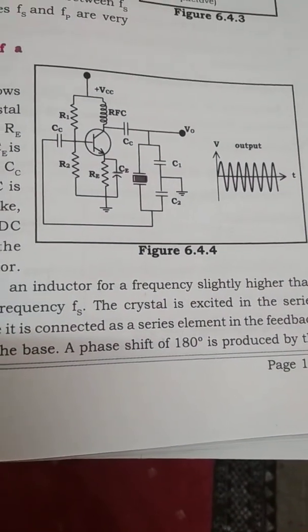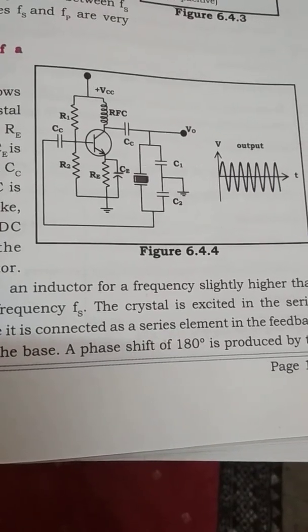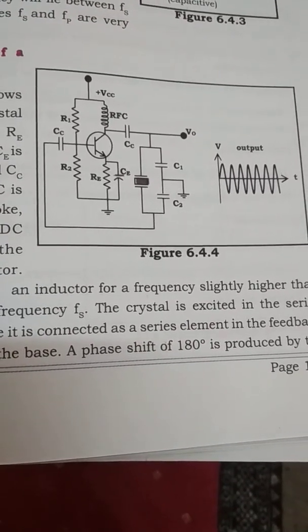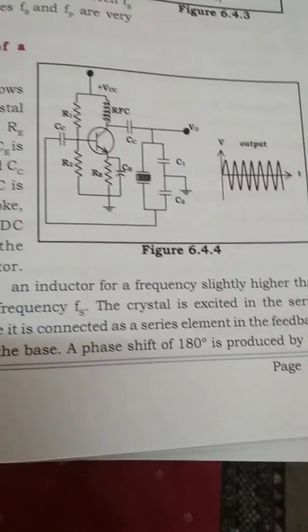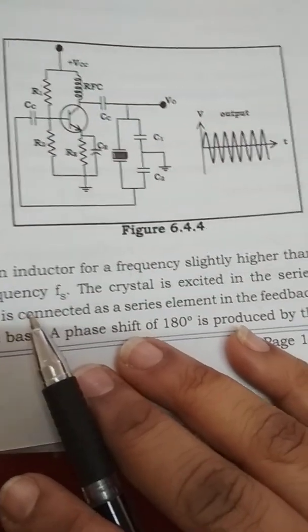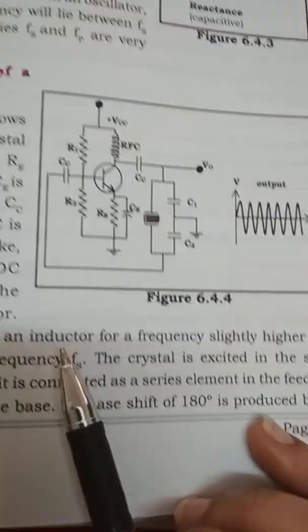In LC oscillator, two types we studied, Hartley oscillator and Colpitts. In RC oscillator, again two types, phase shift and Wien bridge. Now this is a different third type of oscillator called a crystal oscillator.